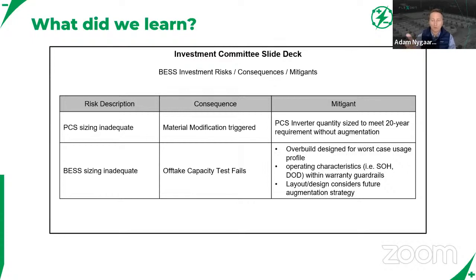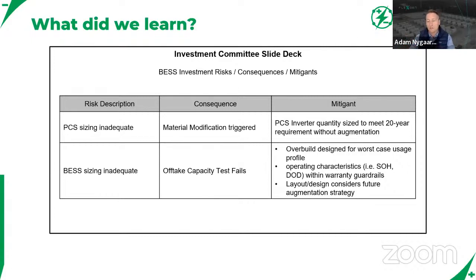Maybe you use Storlytics or some other consultant to verify that you assume the correct state of health and depth of discharge. You're not falling below that 65% state of health percentage that Sherif mentioned, because that's at least a typical warranty guardrail that we've seen. As long as you don't operate it out of these guardrails, which maybe your model shows, then you're backstopped by that battery warranty.